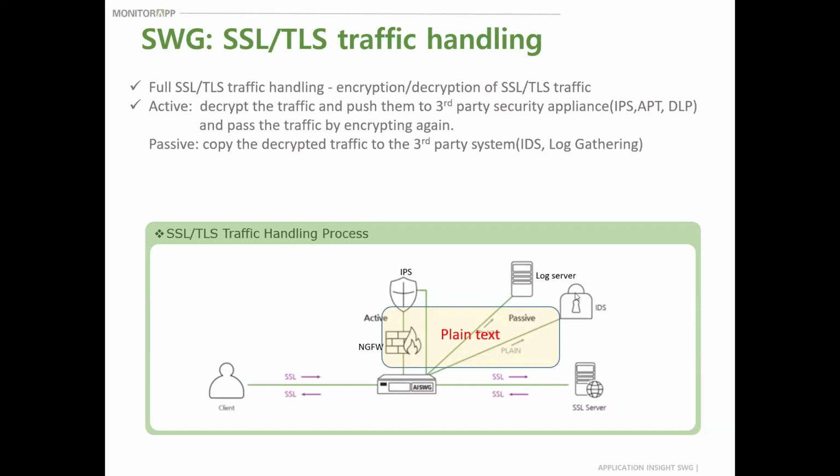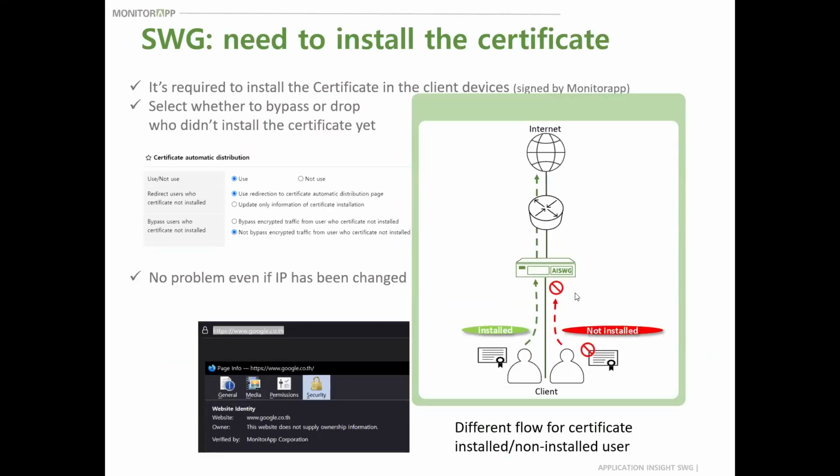Passive flow means it just copies and pushes the decrypted plaintext traffic to the IDS or log server for log gathering purposes. There is no return traffic in this case. So, long story short, SWG can help other inline security appliances that cannot decrypt encrypted HTTPS traffic. Previously I mentioned several times that SWG can decrypt the encrypted traffic and inspect it.